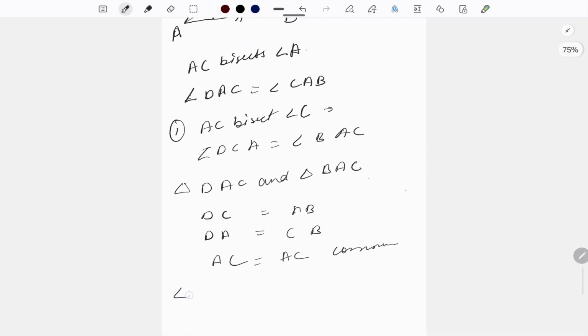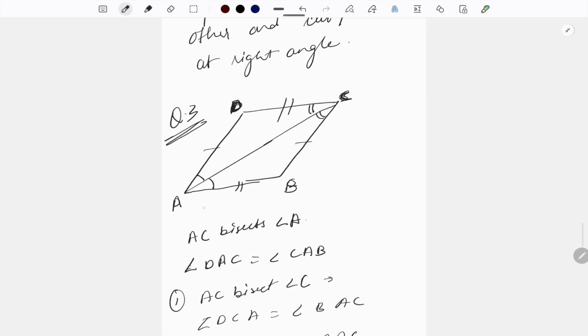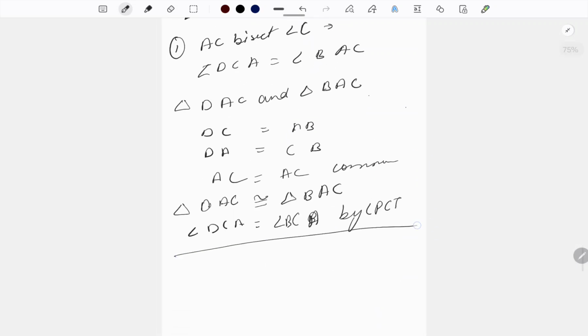Now therefore triangle DAC is congruent to triangle BAC, and therefore angle DCA is equal to angle BCA by CPCT. Okay, we have proved the upper half of the triangle is congruent to the lower half of the triangle, and therefore by CPCT this is proved.